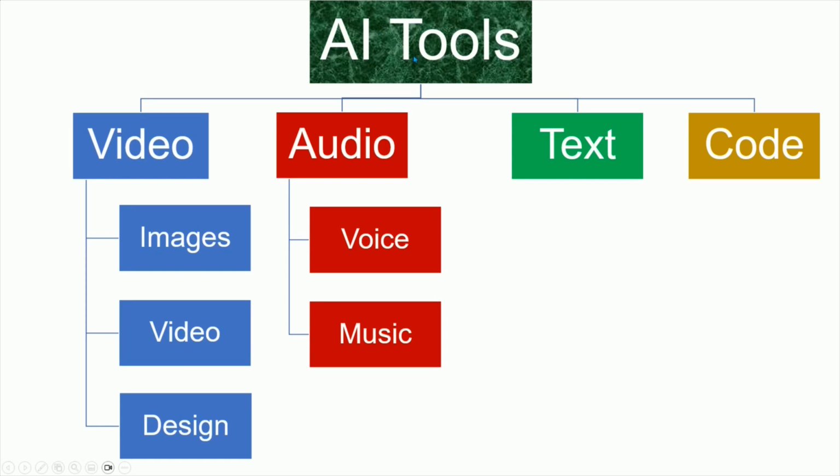So when you look at AI tools, there are video tools, images, video, and design, audio tools, voice and music, text and code. And I chose 5 in each one of these categories and subcategories. So let's look at the characteristics of tools in each of these categories.